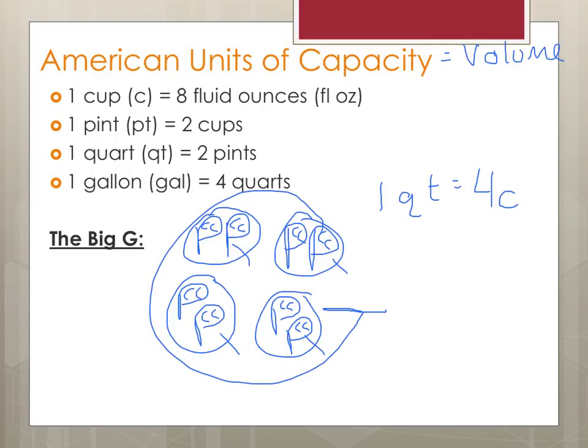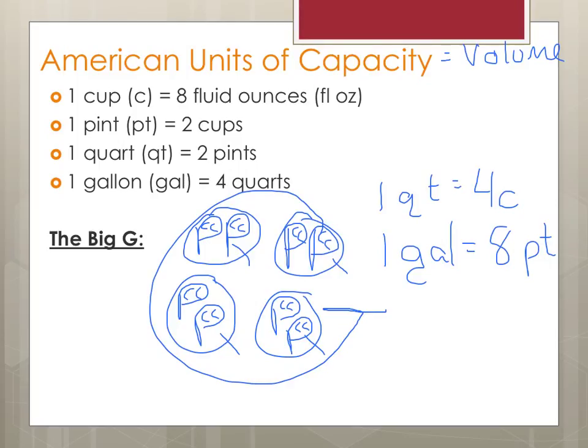What if I needed to know how many pints are in a gallon? Let's find out. Within the whole gallon, I'll count how many pints there are. 1, 2, 3, 4, 5, 6, 7, 8. So there's 8 pints in 1 gallon.